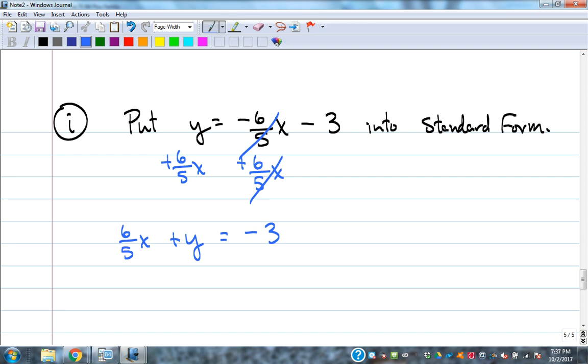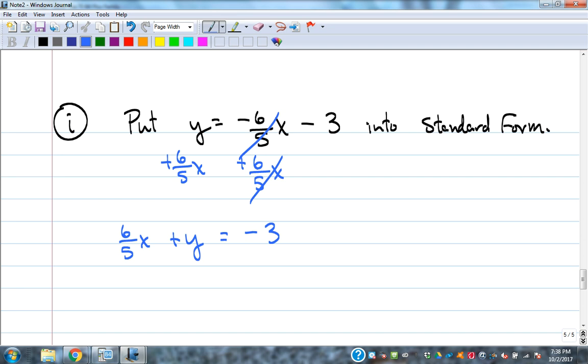No fractions. Okay, so what can I do to get rid of the 6 over 5 as a fraction? What can I do to get rid of that denominator? What does a fraction even mean? Yeah, I can multiply by 5. It's dividing, right? 6 divided by 5 is what 6/5 means. So if I multiply by 5, it'll get rid of that fraction.